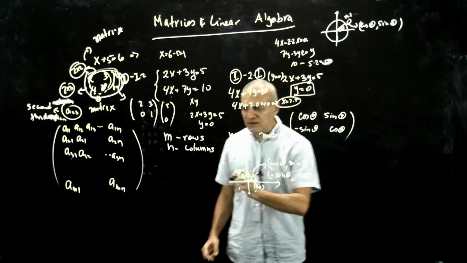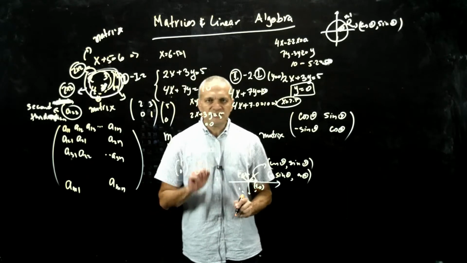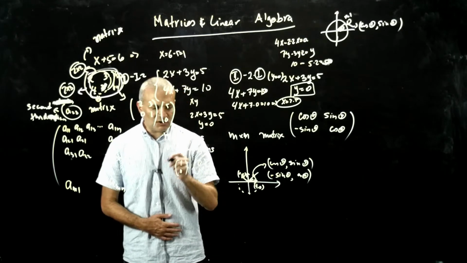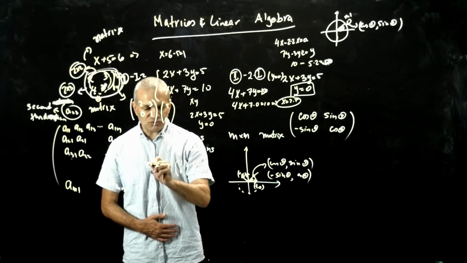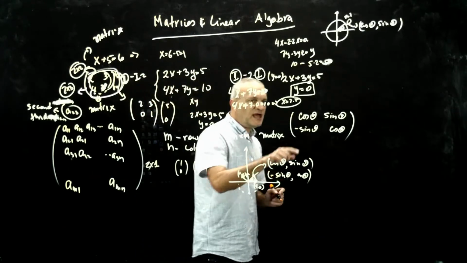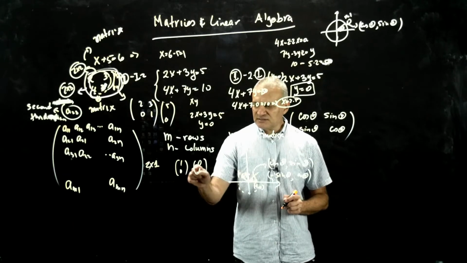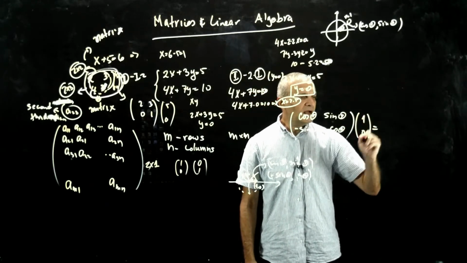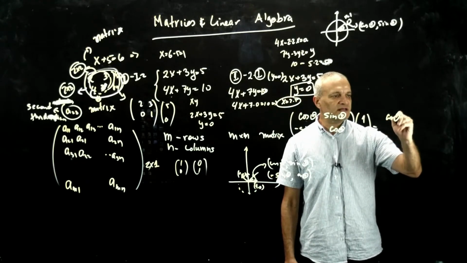Well, we can think about these vectors 1, 0 and 0, 1 also as matrices. This vector is 1, 0. It has one column and two rows, so it's a 2 by 1 matrix. And then cosine theta, sine theta encodes what happens with this vector. If I'm looking at 1, 0, I discover that this is going to be cosine theta, sine theta.